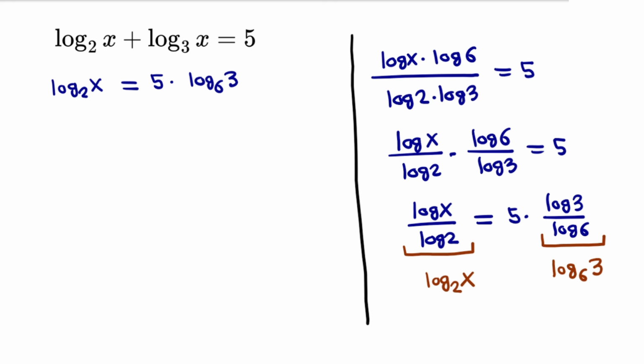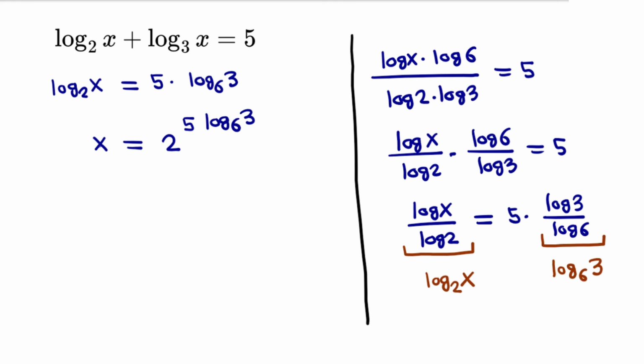Now we switch from logarithmic form into exponential form. The base is 2. The exponent is 5 times log base 6 of 3. And the result is x. So x equals 2 raised to the power 5 log base 6 of 3.